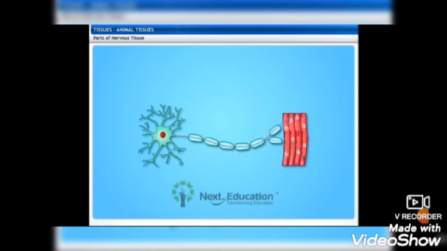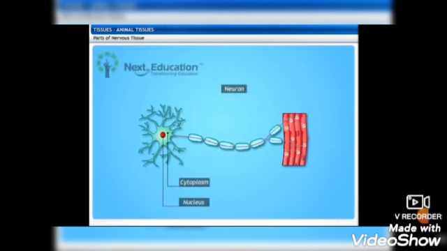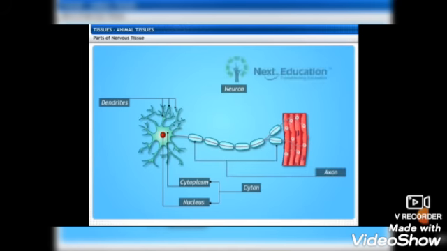Well, nervous tissues have elongated cells called neurons. Each neuron consists of a cell body with a nucleus and cytoplasm called cyton. The elongated hair-like extensions are called dendrites. One of the dendrites, called the axon, is very long.